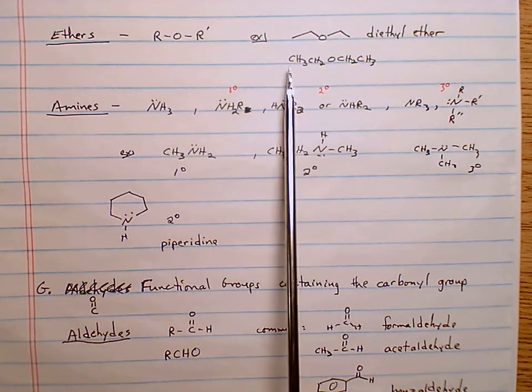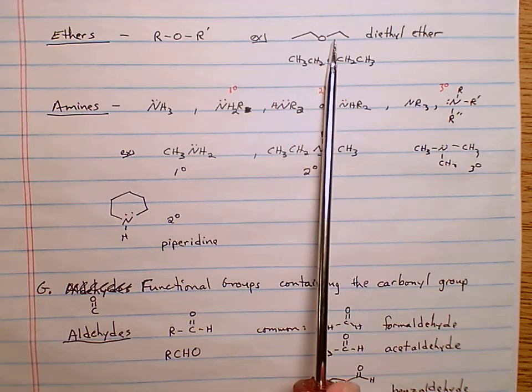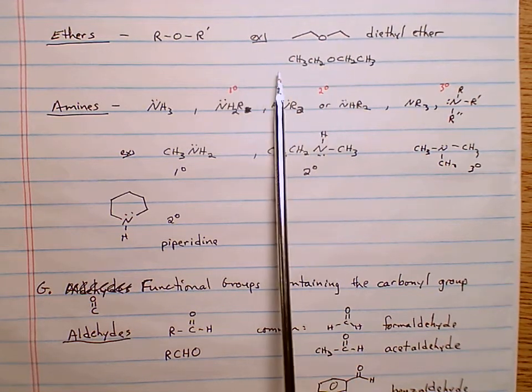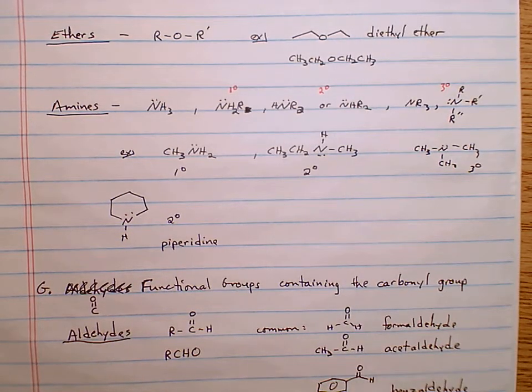An example is diethyl ether, CH3CH2OCH2CH3. That is an example of an ether, diethyl ether. And like I said, we'll get into the naming of them later.